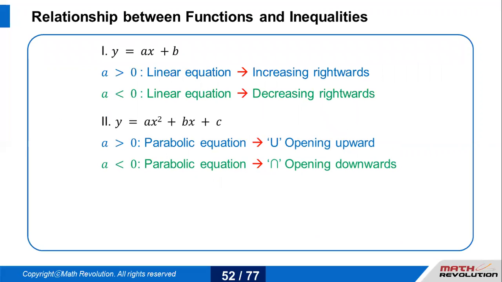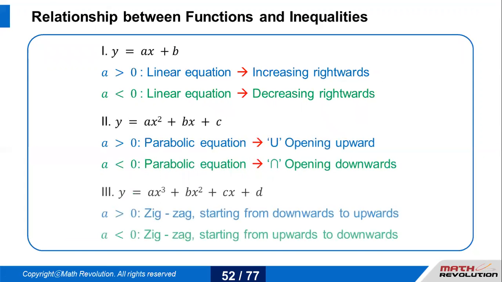Talking about the parabolic equation, which is more often seen in quadratics, if a is greater than 0, it opens upward. If it is less than 0, it opens downward. If it's y equals ax cube, which is a cubic polynomial, if a is greater than 0, it's a zigzag path, but it starts from downward and opens upward. For a less than 0, it would start from upward and then go to the downward part.